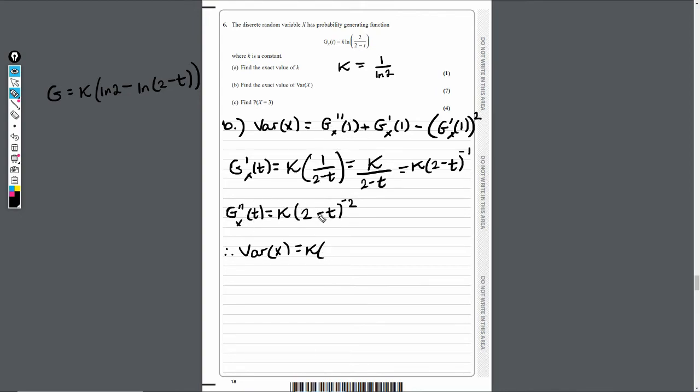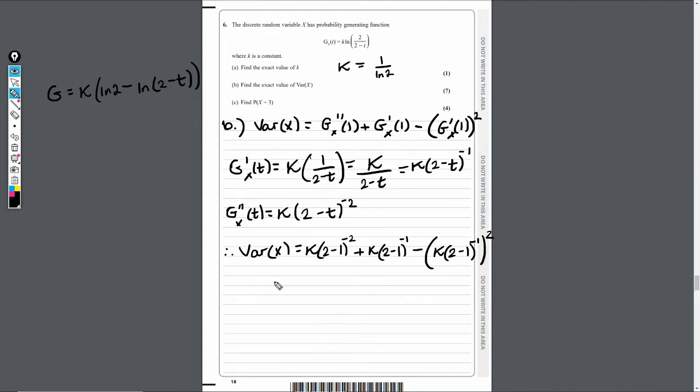So that was this one here. So it's going to be k lots of (2 minus 1) to the minus 2, plus this g prime of x. Well, my g prime of x is this, so plus k lots of (2 minus 1) again to the minus 1. And then finally, we're going to minus this off. So it's going to be minus (k lots of (2 minus 1) to the minus 1) all squared.